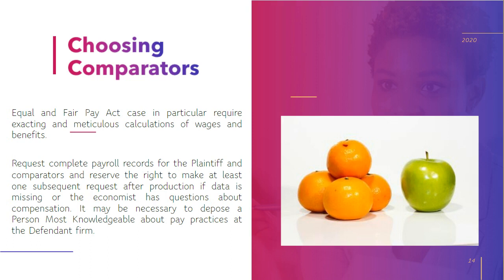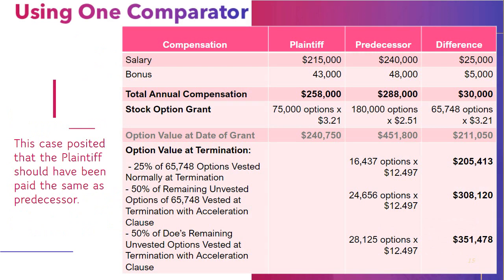Okay. This is an example of a case where I used one comparator. And this was a case where, if you look at the plaintiff and predecessor's pay, there wasn't a big salary differential. The plaintiff in this case was a female comptroller who had been hired at a startup, and her predecessor was male and had been paid more than her. But the big element of damages was not salary. She was hired in at $215,000. Her predecessor was hired in at $240,000, and she received a bonus that was about $5,000 less than him.